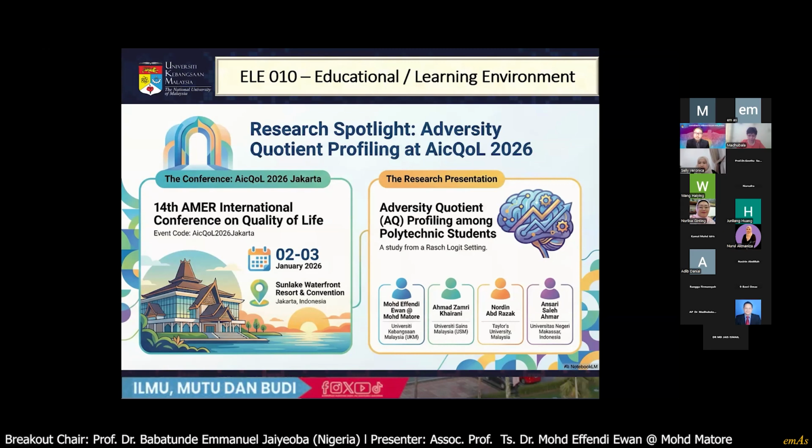Today, I would like to present more about my field, measurement and evaluation, more on the psychometric parts. And the research presentation is all about the adversity quotient, AQ profiling among polytechnic students, but this is from the Rasch logic setting, from the Rasch analysis.